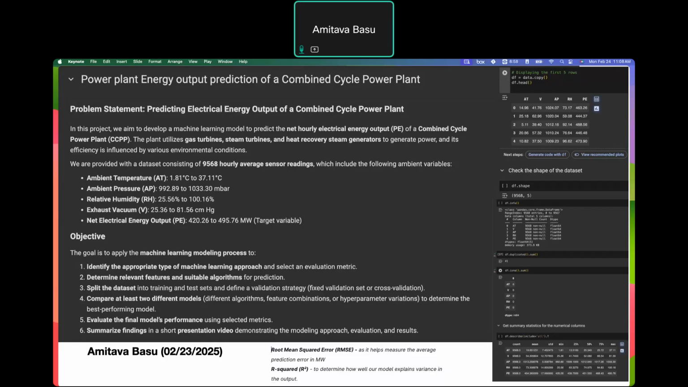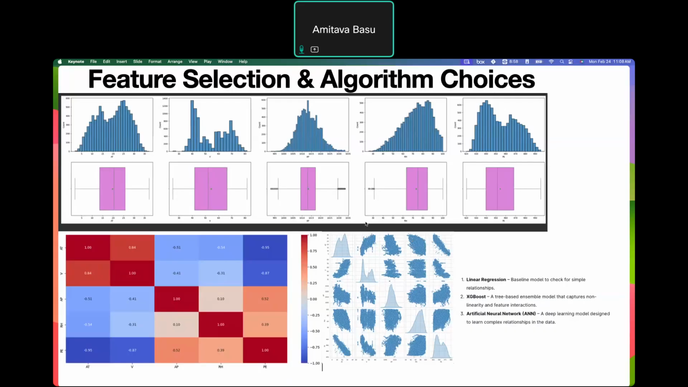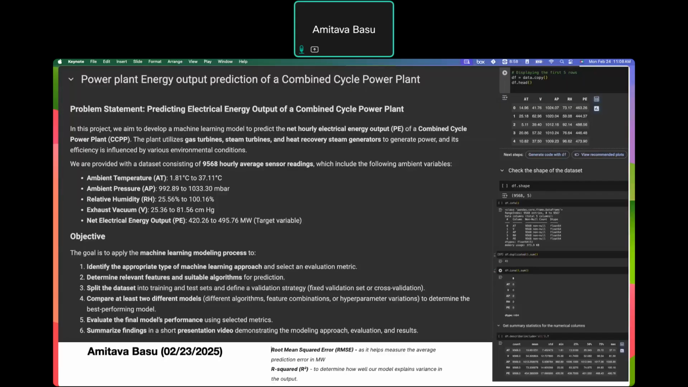Since the target variable is continuous, this is definitely a regression problem. The best evaluation metrics for this task are root mean square error, RMSE, as it helps measure the average prediction error, and also R squared to determine how well our model explains variance in the predicted output.